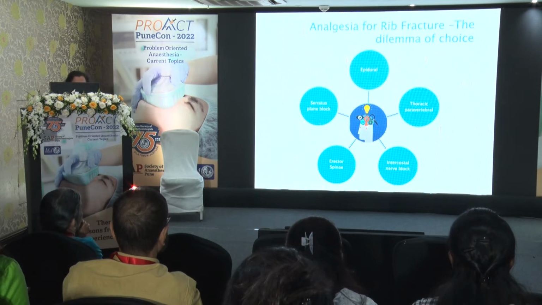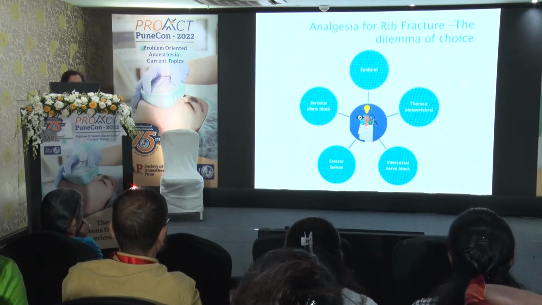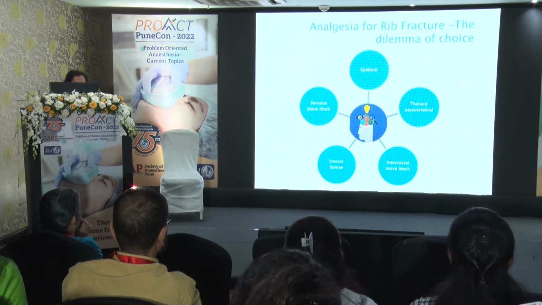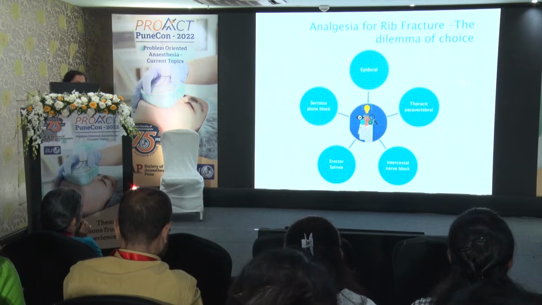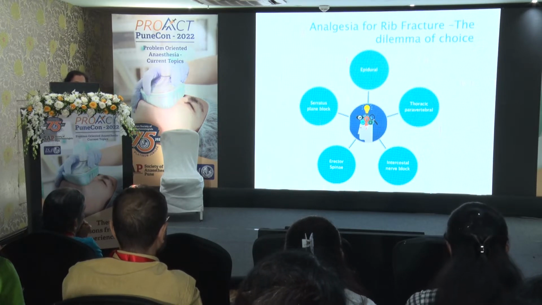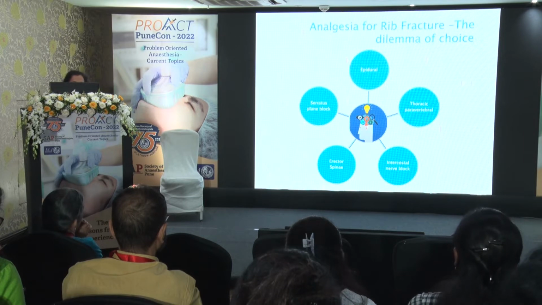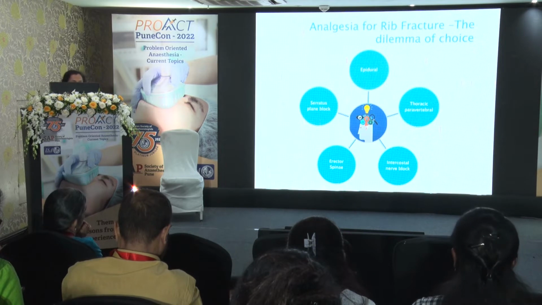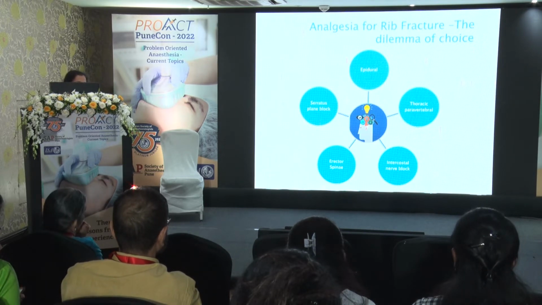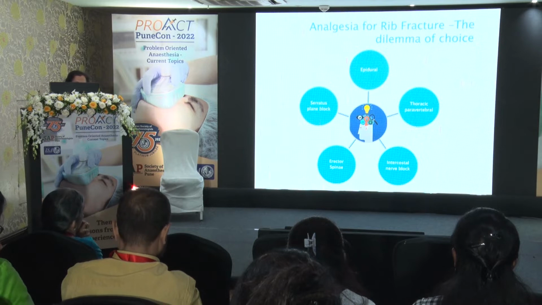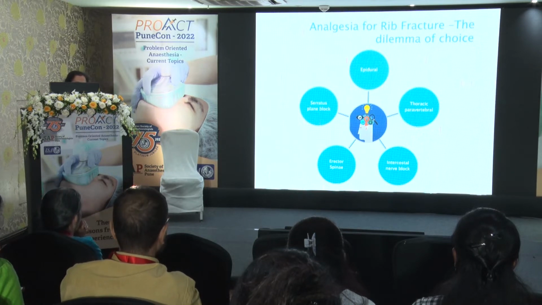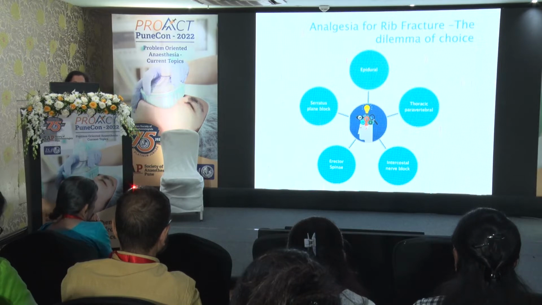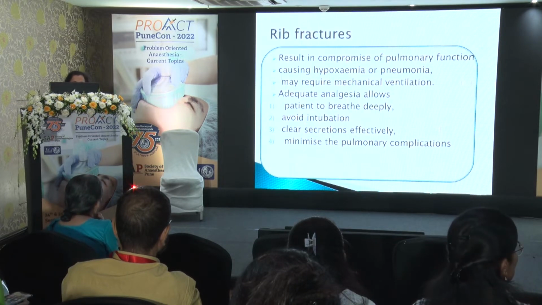Coming to the analgesia for rib fracture, there are multiple analgesic modalities described. Apart from epidural, thoracic paravertebral, intercostal nerve block, erector spinae block, serratus plane block, there is a rhomboid intercostal block. Multiple blocks are mentioned, so there is a dilemma, which block we have to choose. In the emergency room, we have to avoid the epidural and thoracic paravertebral because we don't know the coagulation profile. So the erector spinae block and the serratus anterior plane block, these are interfascial plane blocks. These are very easy and safer blocks.